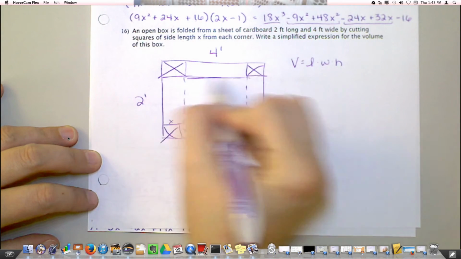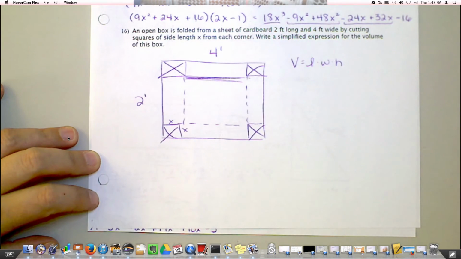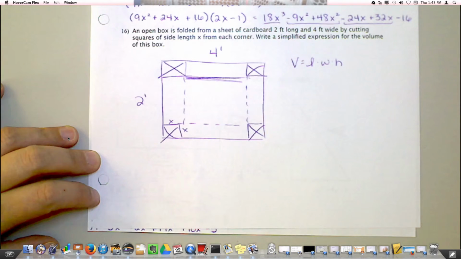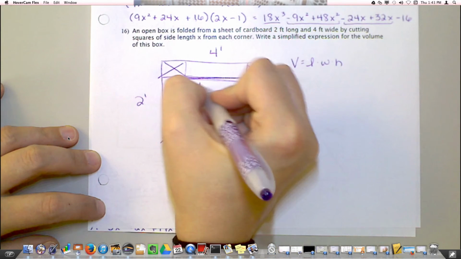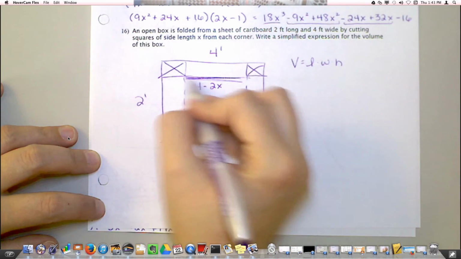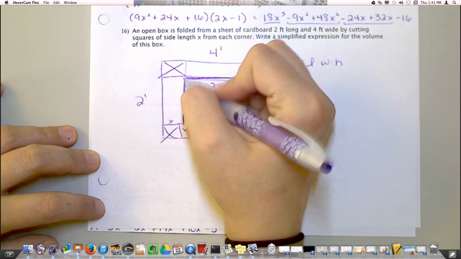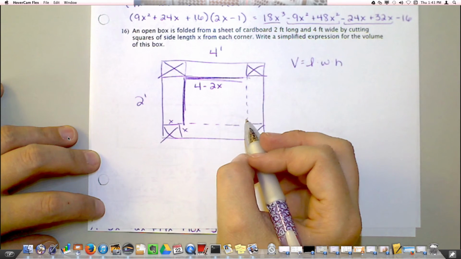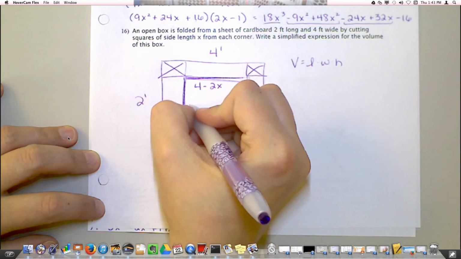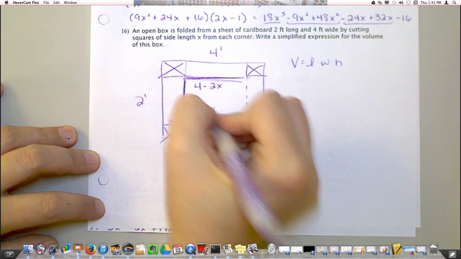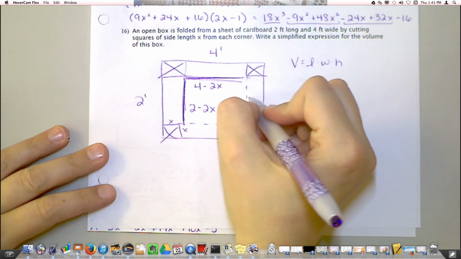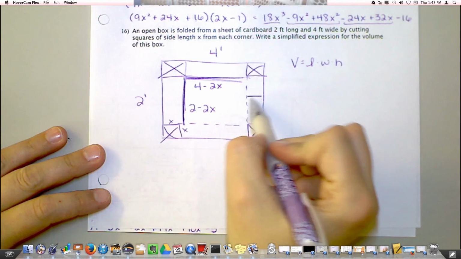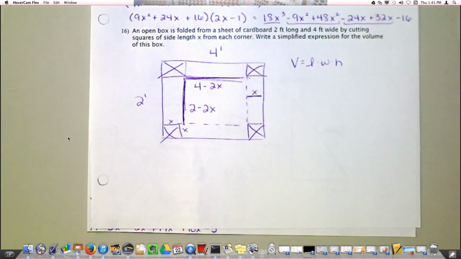What is this length right here? Almost. 4 minus 2x. Good. That's my length of my box. What about my width of my box? There you go. 2 minus 2x. What's the height of my box? When I fold those flaps up. X squared. Nope. Just x. Yeah, when I fold this flap straight up, the height of the box is going to be right here. And so that is just x.